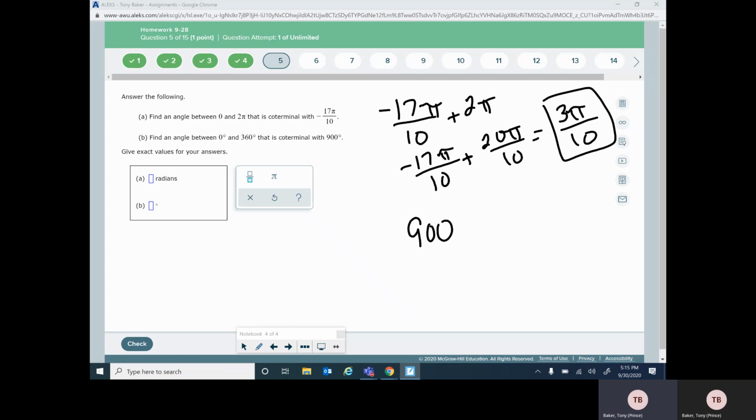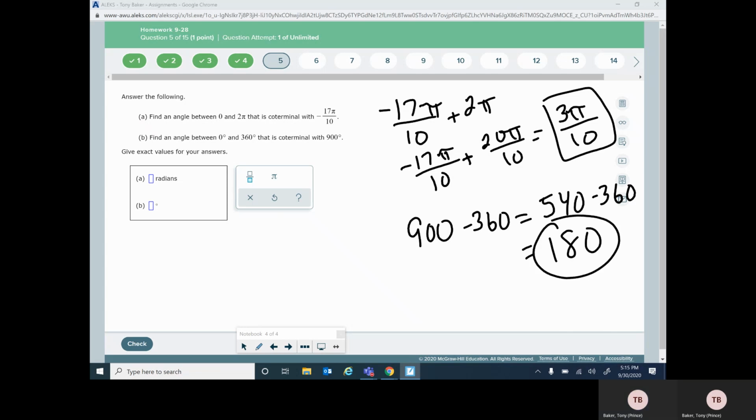The 900 degrees, that's obviously bigger than 360. So I'm going to subtract 360. If I subtract 360 from that, I get 540. Again, it's still above 360, so I'm going to have to subtract 360 again. 540 minus 360, which for some reason I can't do in my head at the moment, is 180. So that is going to be my degrees.